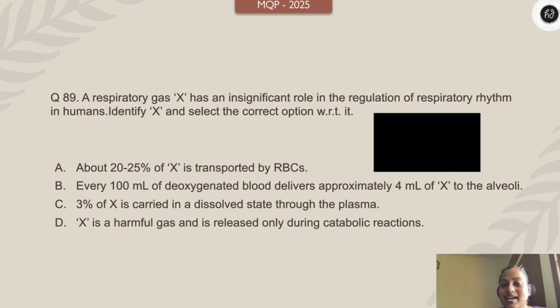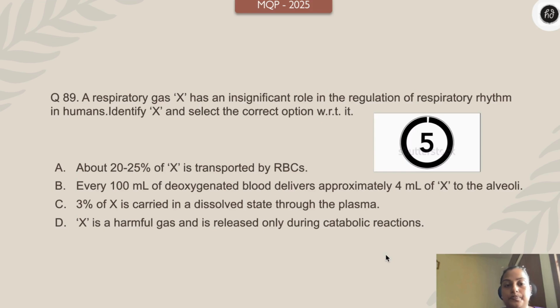A respiratory gas, X, has an insignificant role in the regulation of respiratory rhythm in humans. Identify X and select the correct option. About 20 to 25% of X is transported by RBC. Every 100 ml of deoxygenated blood delivers approximately 4 ml of X to the alveoli. 3% of X is carried in dissolved state through the plasma. X is a harmful gas and it is released only during catabolic reactions. First of all, you have to know what is X. Only then you can pick the option. Identify X. Your time starts 3, 2, 1 right now.